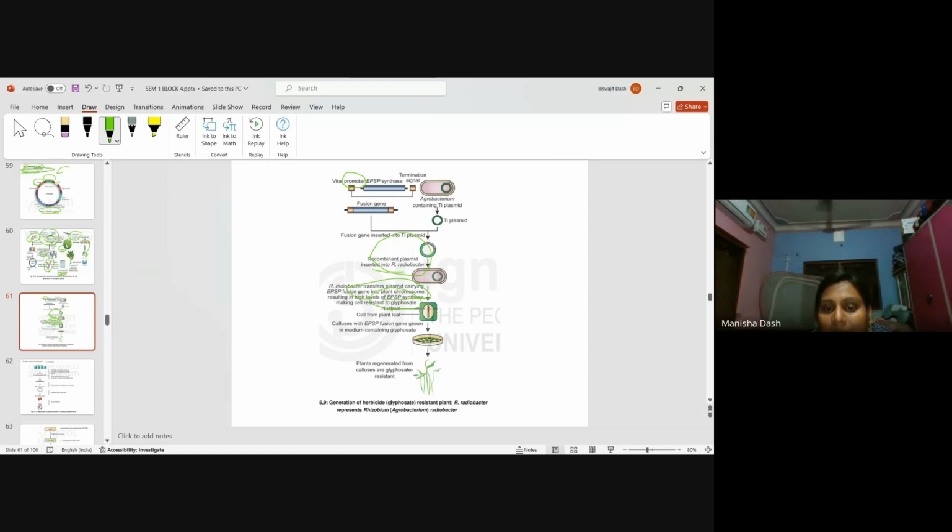The cells from the plant leaf, the calluses with the EPSP fusion gene, are grown in the medium containing glyphosate. Now, since this particular gene, EPSP synthase, can degrade the effect of the glyphosate, this plant will not die in the presence of this compound. So the plants regenerated from the calluses are glyphosate resistant. Okay, so that is the utility of the transgenic plant. You can introduce any property or any character that you want to be present in your plant through the Ti plasmid.